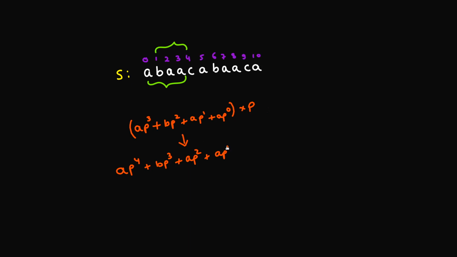Now clearly you can see that this a times p raised to the power 4 is something that we need to get rid of, because it doesn't appear in this BAAC hash. Instead, the first term that appears is going to be b times p raised to the power 3. So corresponding to this b, we already have b times p raised to the power 3. Corresponding to these two a's, we already have a p raised to the power 2 and a p raised to the power 1. What else do we need? The next thing we'll need is, of course, the term corresponding to c.